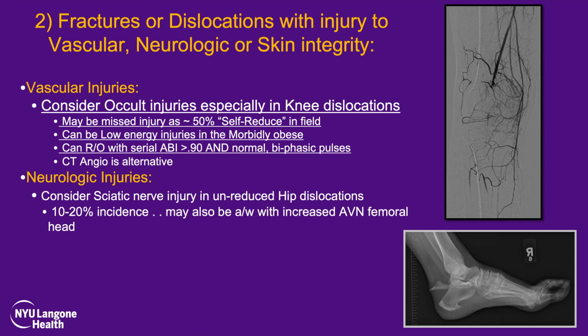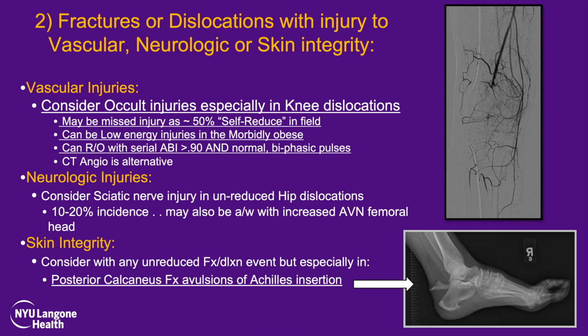Neurologic injuries, we're going to consider the sciatic nerve injury and any unreduced hip dislocations, and certainly an incidence of maybe 10 or 20% of AVN of femoral heads when left unreduced for prolonged periods of time. Skin integrity, we always have to consider with unreduced fracture dislocation events, but especially in posterior calcaneal fractures. As shown here, this is a typical kind of test question of some type of a subtalar dislocation where the skin is blanched, and the answer is to get to the OR before it becomes an open fracture.